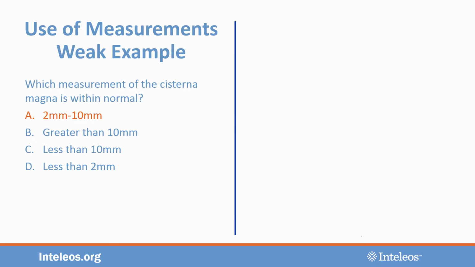At some point, you may write an item where it makes sense to have numbers in the distractors, and that's fine. Just be careful if you have numerical ranges like in this example. Be sure the ranges don't overlap or you will have multiple keys. In this case, there are 2 keys. A, between 2 and 10 millimeters, and C, less than 10 millimeters, are both correct.